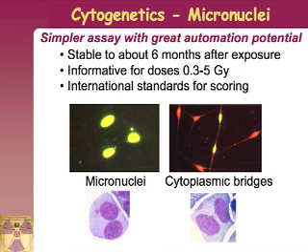This is just showing a couple of examples of a micronucleus in a binucleated cell. There are also these cytoplasmic bridges, which I don't know if you can see there. You can maybe almost see it here. So there are a number of these structures which can be scored for biodosimetry.